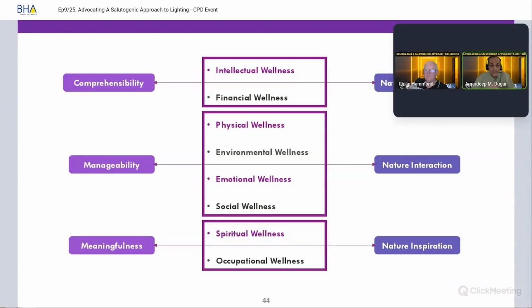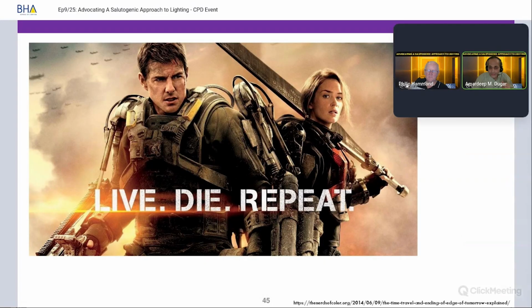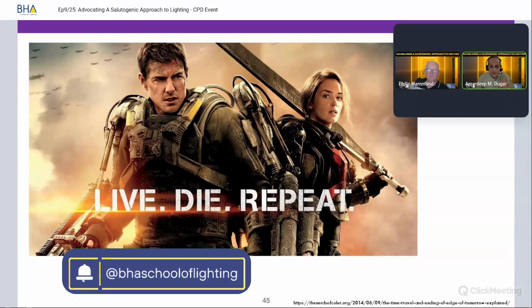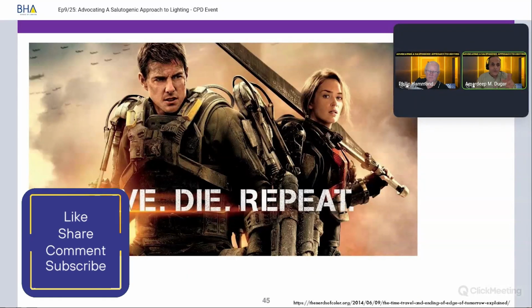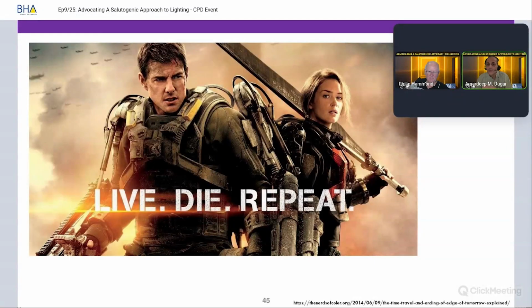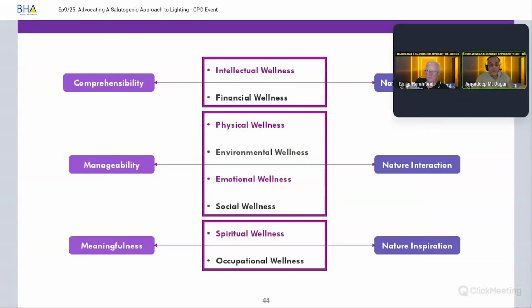Again, I tried playing around with where intellectual fits, and went round in circles. And you know what I came up with? This movie. Have you seen it? It's called Live, Die, Repeat, or The Edge of Tomorrow, where Tom Cruise goes back in time, dies, comes back, goes back in time, dies, comes back, and that's exactly what my problem was. So no point going back. I just went back to the earlier discussion.